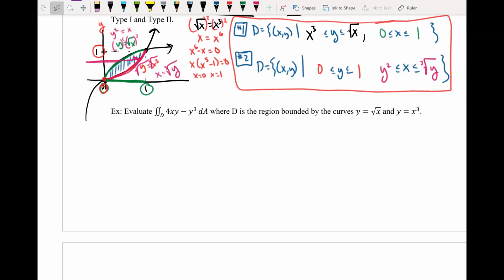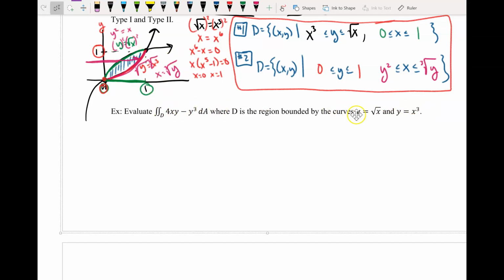All right, so in the previous video, we were talking about different types of regions, case 1 and case 2. And now here we are going to do the whole integration. So now I gave you a function here, 4xy minus y cubed. So this is some f of x comma y. And what we're doing is we're going to project these curves onto these graphs.